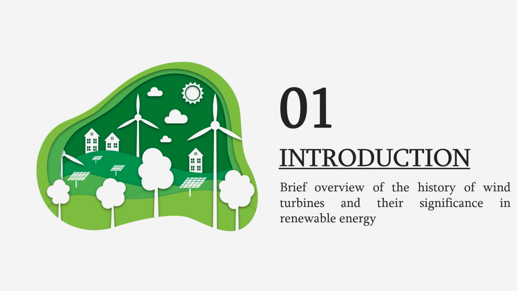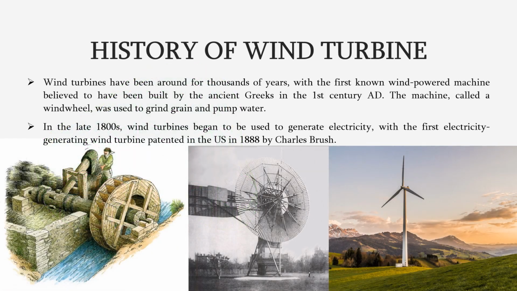So coming on to our first chapter, that is the introduction part, where we'll be learning about the history of wind turbines and their significance in the renewable energy sector. History of wind turbines. Wind turbines have been around for thousands of years, with the first known wind-powered machine believed to have been built by the ancient Greeks in the 1st century AD. The machine, called a wind wheel, was used to grind grain and pump water.